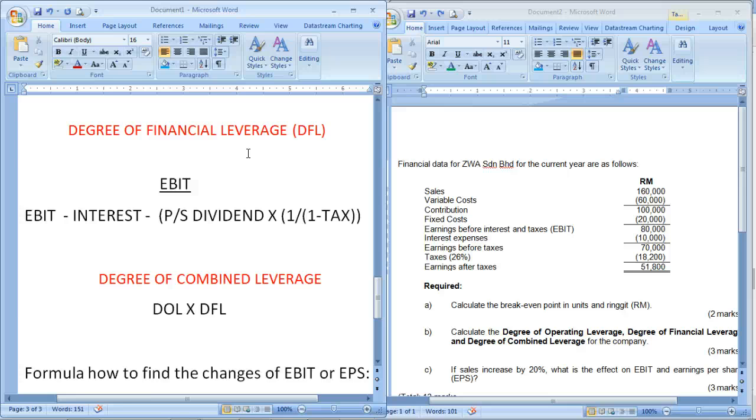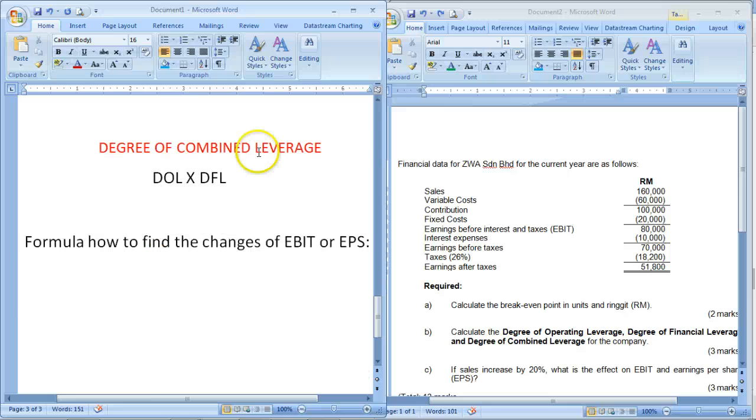Correct, class, it is between sales and EPS, a combined measurement of two risks, business risk and financial risk. So the formula is simple. The answer that you get from your DOL just now, you multiply with your DFL that we have calculated. The answer is correct. You need to explain it. Alright? So this, you just get the indicator. What I mean by indicator is that the answer you get from DOL, DFL and DCL is just the indicator.